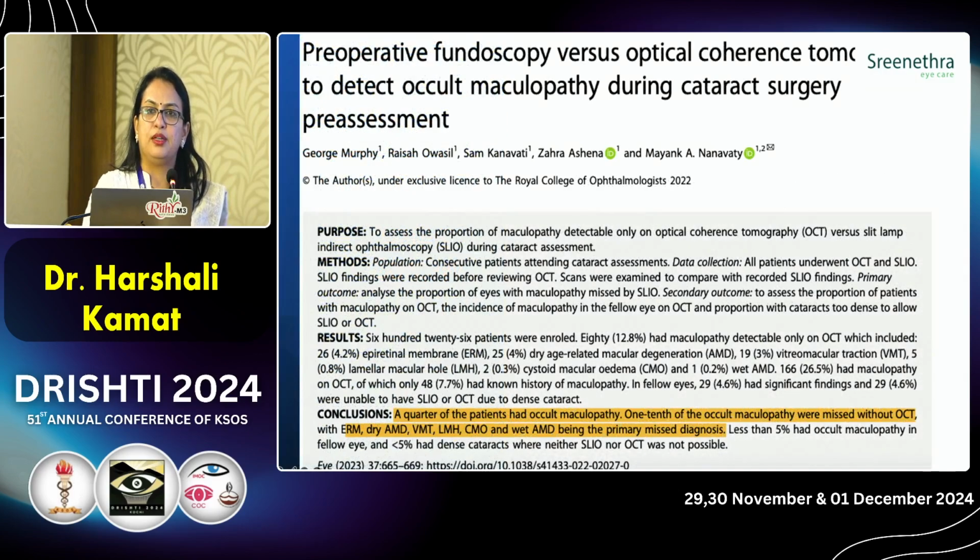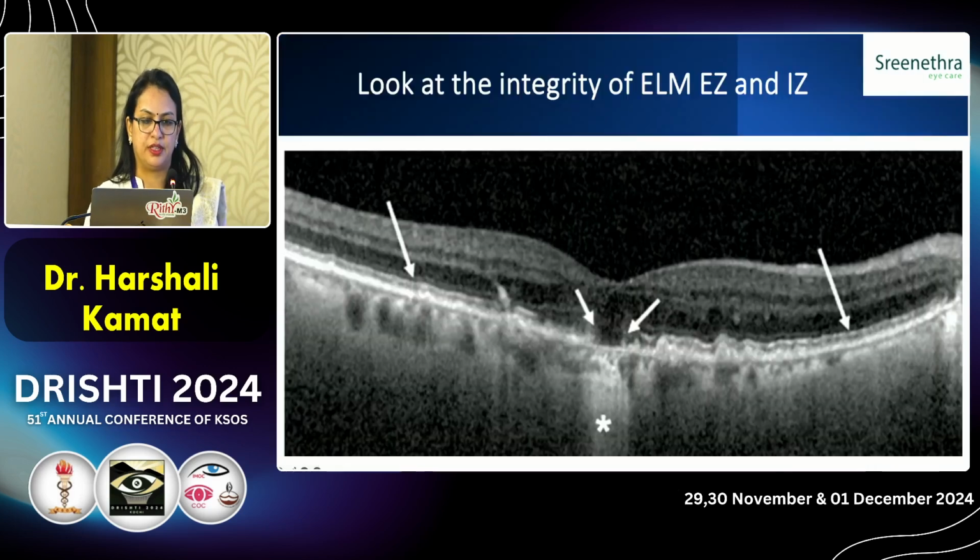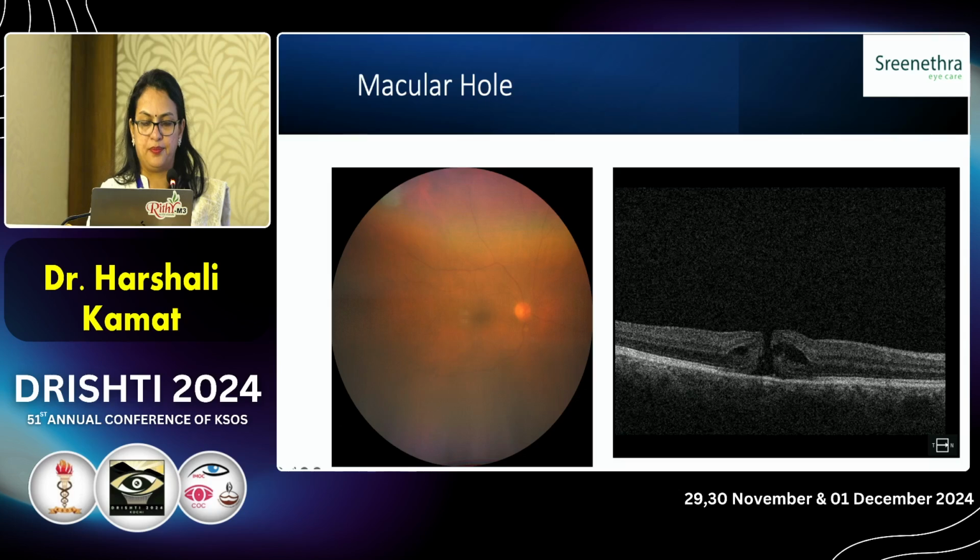However, around 10% of the cases, or 1 in 10 of those who undergo cataract surgery, will have missed macular conditions which have been detected only with optical coherence tomography. So when you're doing an OCT, you have to carefully look at the outer photoreceptor layer, that is the external limiting membrane, the interdigitation zone, and the ellipsoid zone, which indicates the photoreceptor integrity.